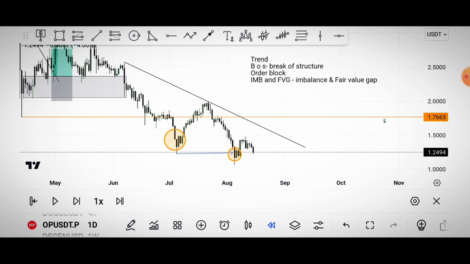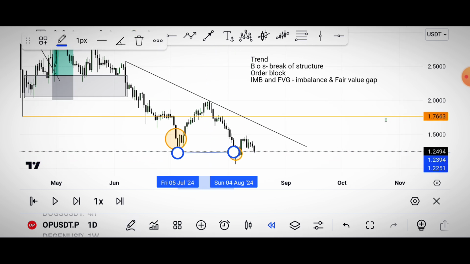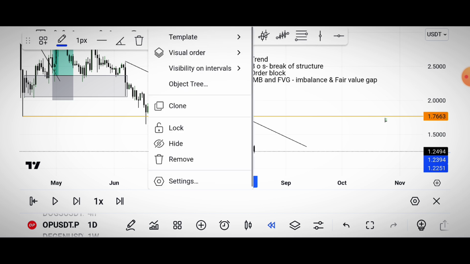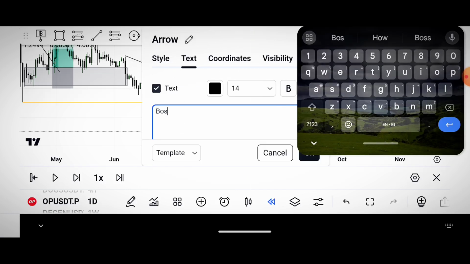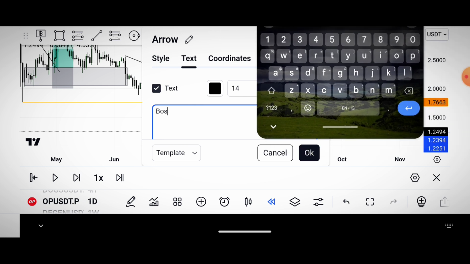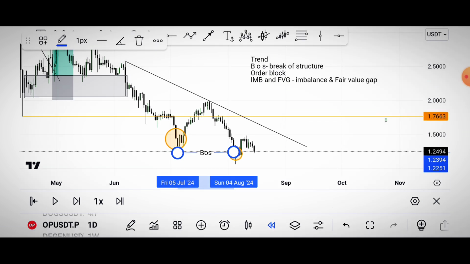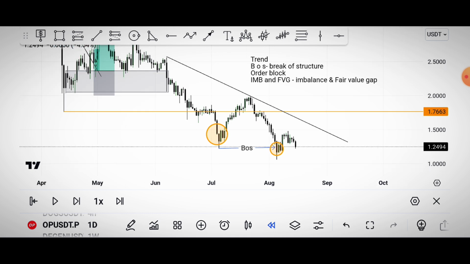So in order to identify that, we have to tap on it and select this tool, click on settings, and then just type in BOS. But if you are on a vertical mode, this should be very much easy. So let's click on BOS. We have identified that as the break of structure.